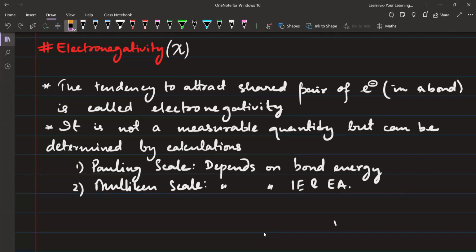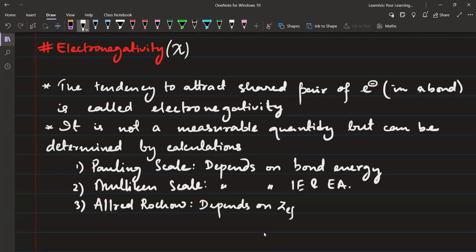If you want to write one more, there is another one in NCERT: that third one is Allred-Rochow. The Allred-Rochow scale depends on Z effective and radius of atom.